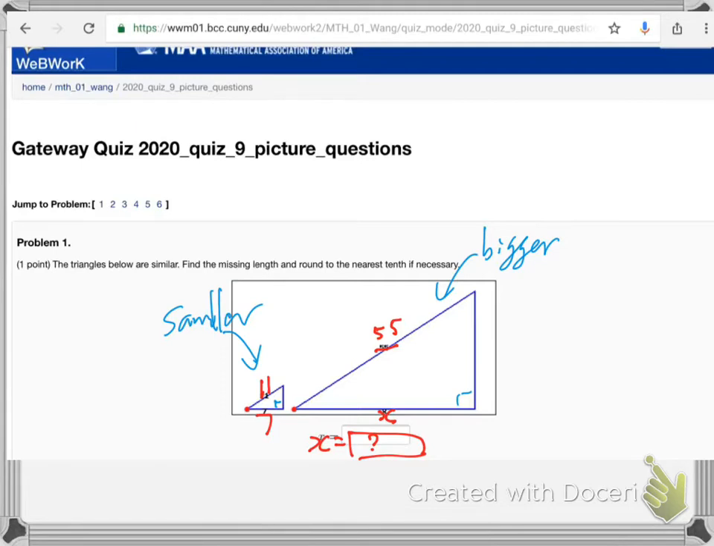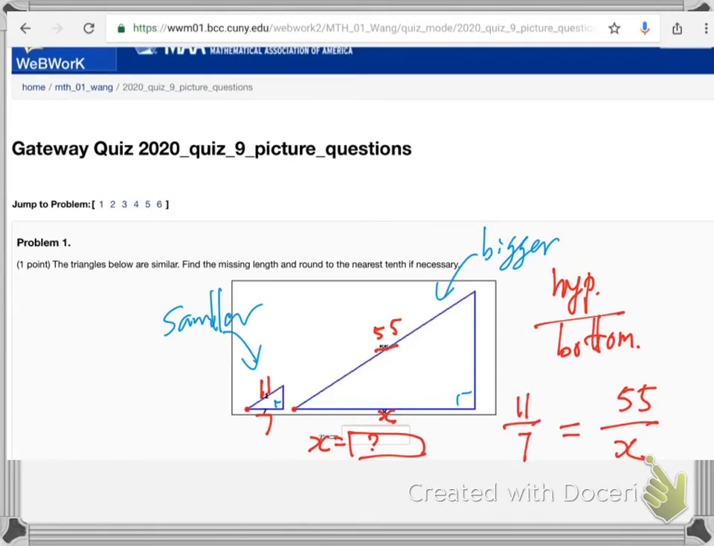So our method is the proportion. We look at the hypotenuse over the bottom side. Hypotenuse for the larger one is 55, bottom is x. For the smaller one, hypotenuse is 11, bottom is 7. Then we build a proportion. Now cross multiply. 11 times x is 7 times 55. And then divide by 11, we get the answer.